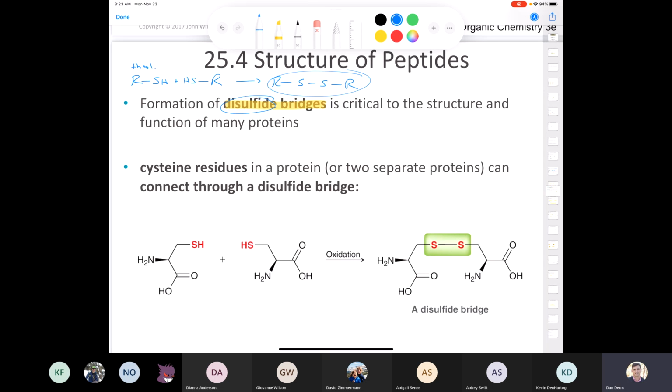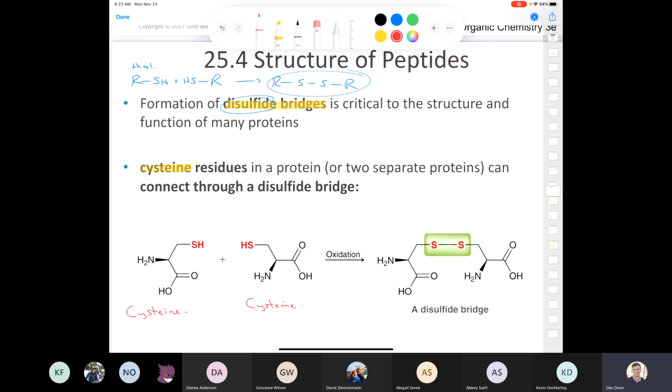And disulfide bridges, as we call them when we're dealing with peptides, are very important for the structure of many proteins. So you have to bear with me on my pronunciation of this amino acid. Sometimes I call it cysteine, and if you go on YouTube or whatever, people call it cysteine. So this is cysteine. Okay, and here's another cysteine. Now this is one of the 20 naturally occurring amino acids.